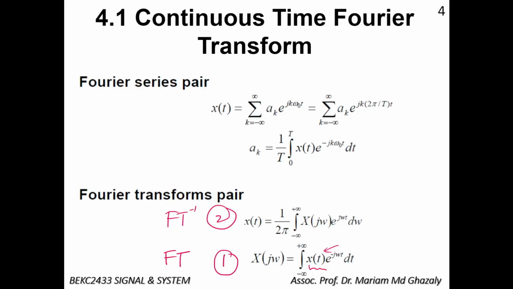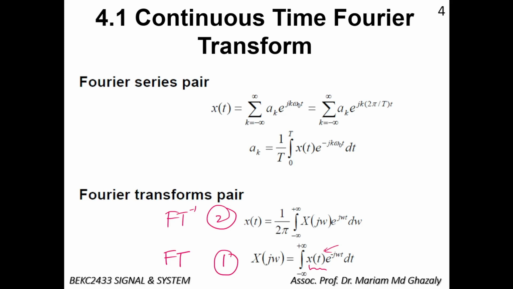Right, so this one just skip. We go through this very fast. We have the two Fourier series pairs, x(t) and a_k. These are the pairs that you already know before. And for Fourier transform, we also only have two pairs for continuous time. Look at the below part first.